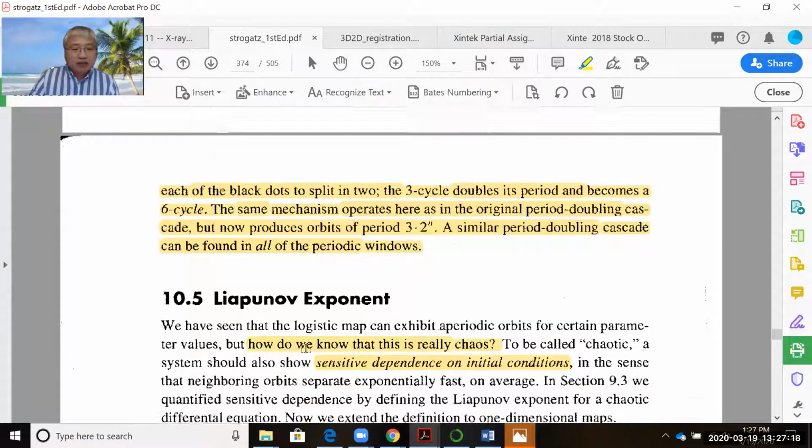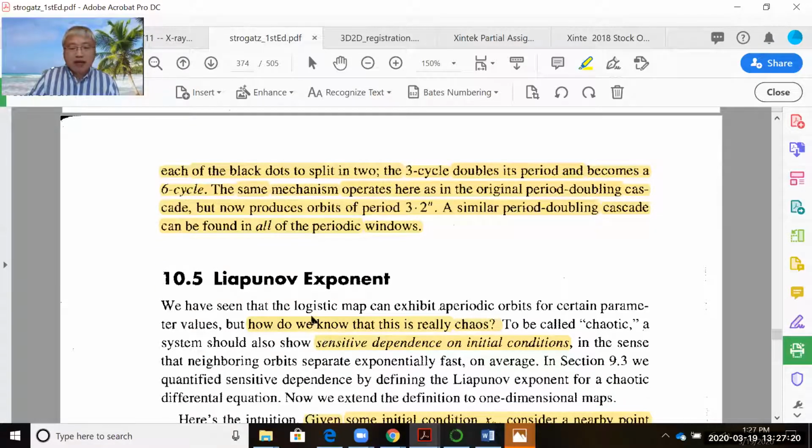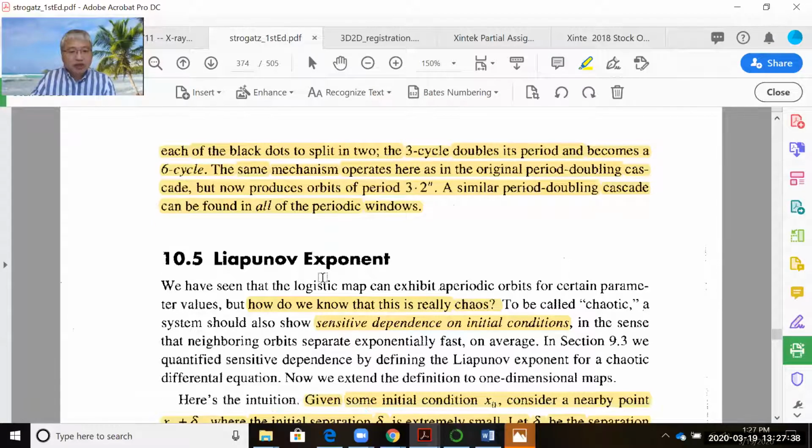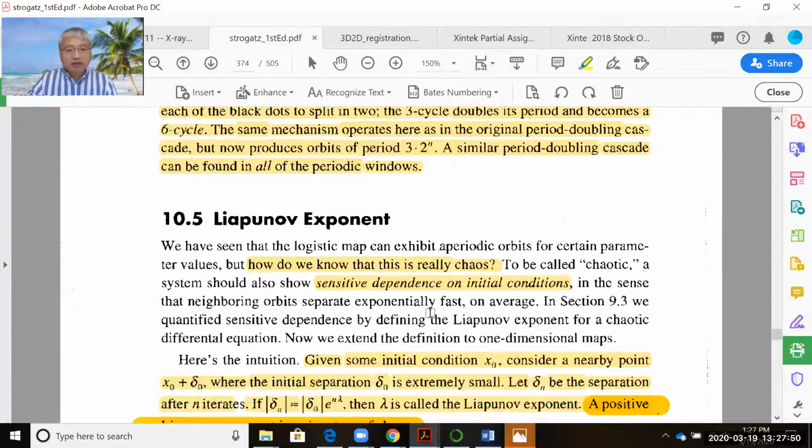And now we're going to talk about how to quantitatively describe the chaotic behavior. The number we use to describe the chaotic object quantitatively is what we call Liapunov exponents. So how do we know whether the system is really chaotic or not? Again, as Luis said earlier, it's sensitive dependence on the initial condition. So we want to make this qualitative statement now quantitative.